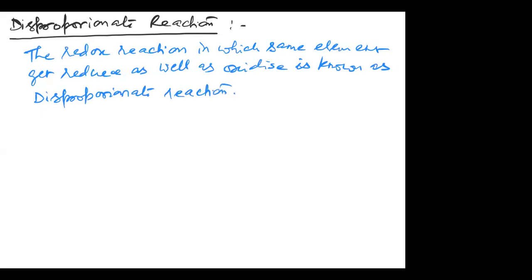This is known as disproportionate reaction. For example, let's say Cu2O. On heating, Cu2O will convert into Cu and CuO, in which the oxidation number of copper is +1. It decreases to 0 and simultaneously increases to +2. So copper gets reduced as well as oxidized here. So it is a typical example of a disproportionate reaction.